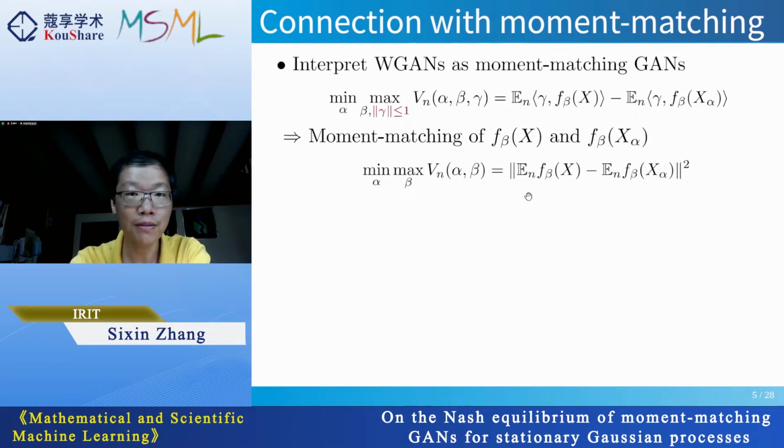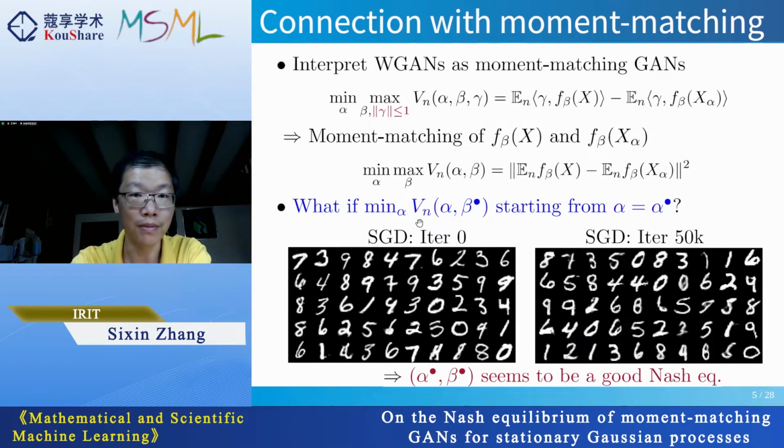And if we do the same experiment as before in a similar setting, then with SGD we can minimize alpha by fixing beta dot found by existing optimization algorithms. And then what we can find is that the solution doesn't change that much. So it suggests that if we take a moment matching perspective of Wasserstein GANs, actually this solution alpha dot, beta dot could be considered as a good Nash equilibrium.